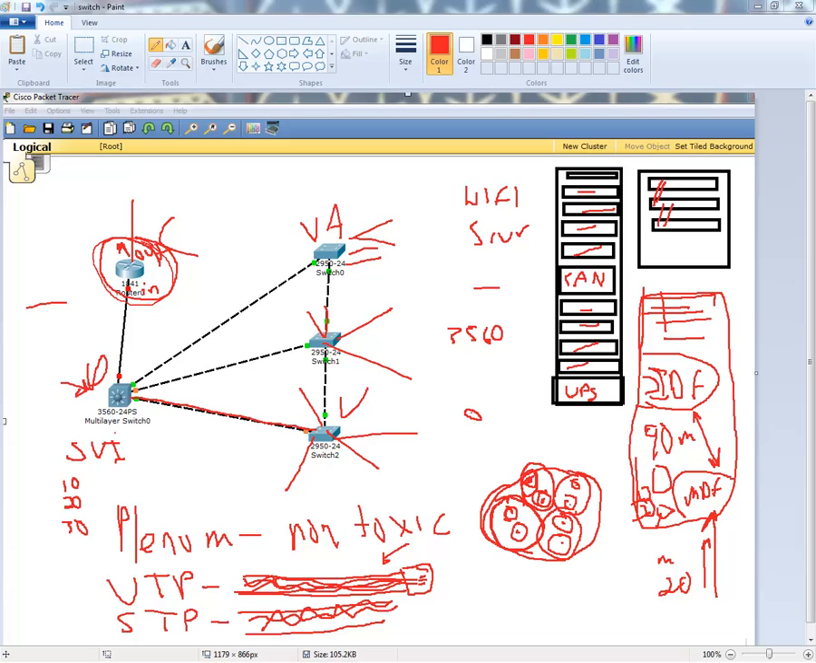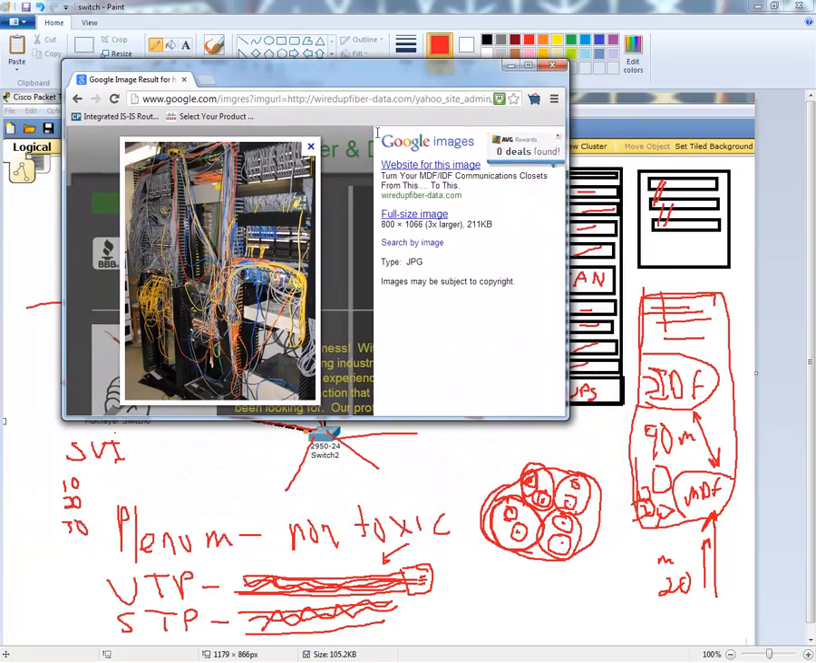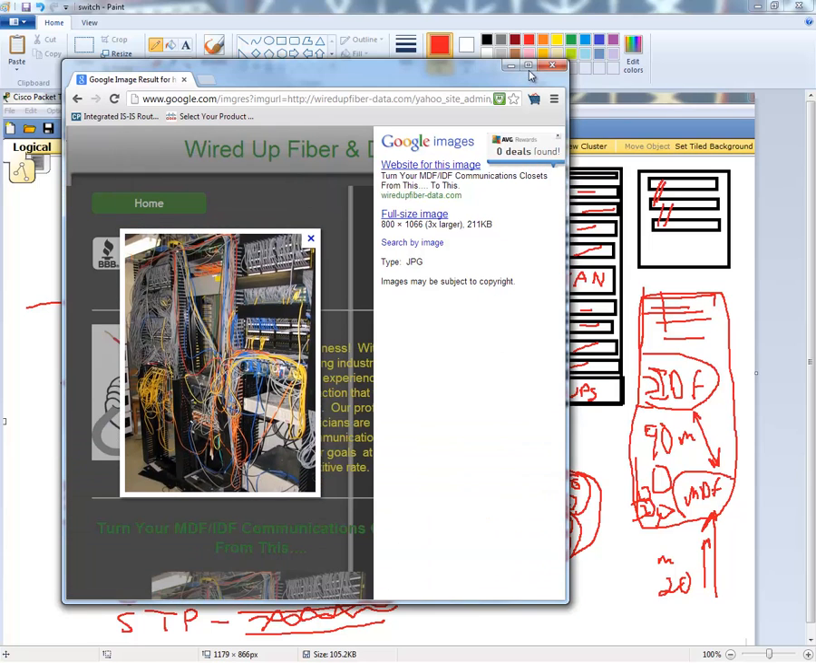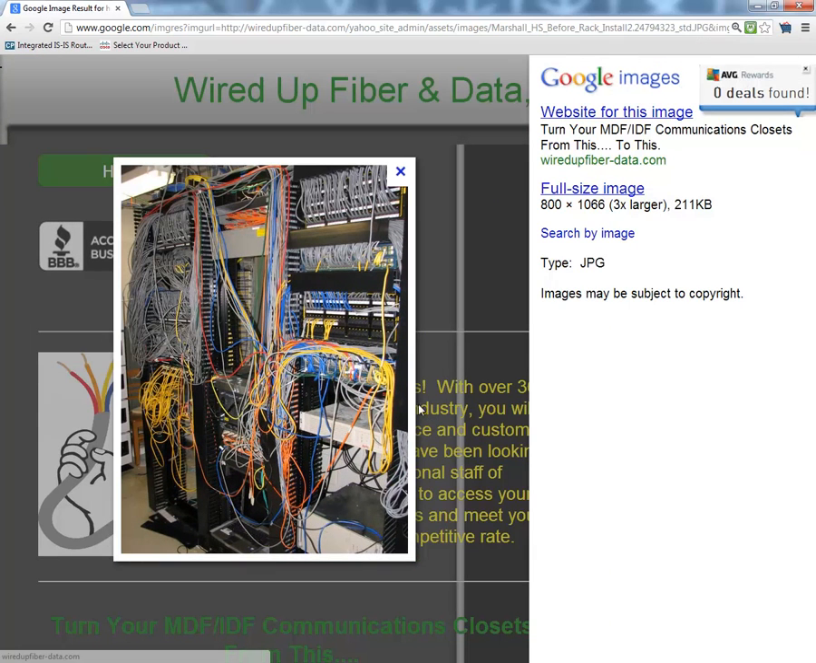Okay, this is perfect. This is actually exactly what I was looking for. Let's see, can I blow it up just a little bit? So basically, what you see is you got lots of cabling. The cabling isn't bad, but can I zoom in? Hey, what do you know? I can zoom in. So if your MDF looks like this, that's not too bad.